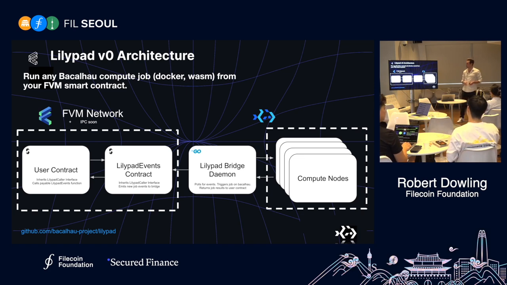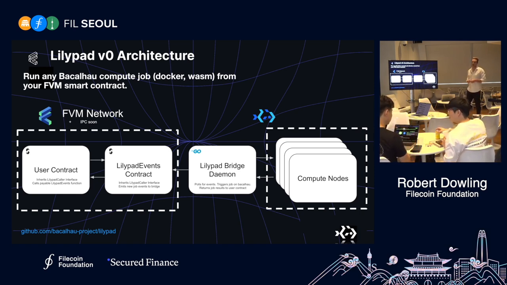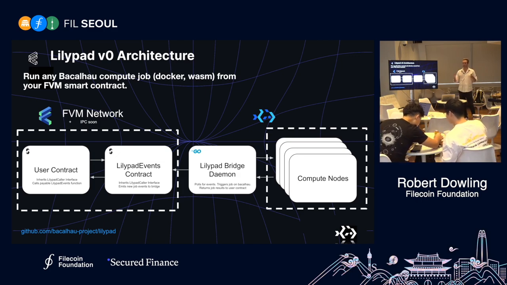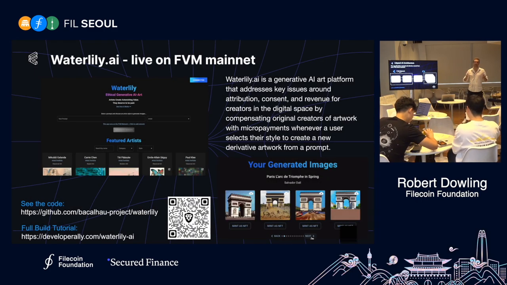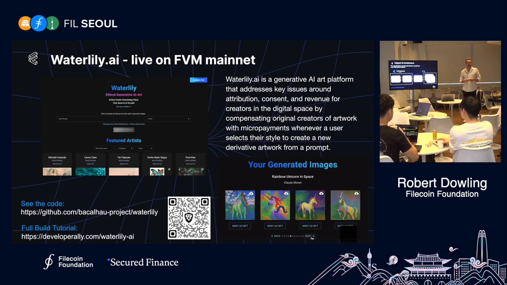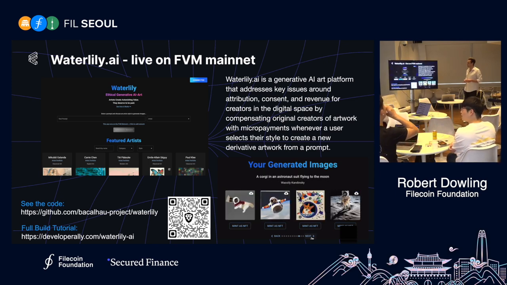Okay, Lilypad. How does FVM and Lilypad interact? First of all, what is Lilypad? I mentioned it earlier, Bacalhau Lilypad. This is an off-chain compute of the data stored on Filecoin. And this is compute over the actual data stored on Filecoin. Where FVM comes into play is you can initiate these jobs from FVM. So for example, you might have an FVM smart contract that monitors when new data is added to a certain storage provider. And the FVM might say, hey, retrain this AI app, more or less, with this new data that's added.